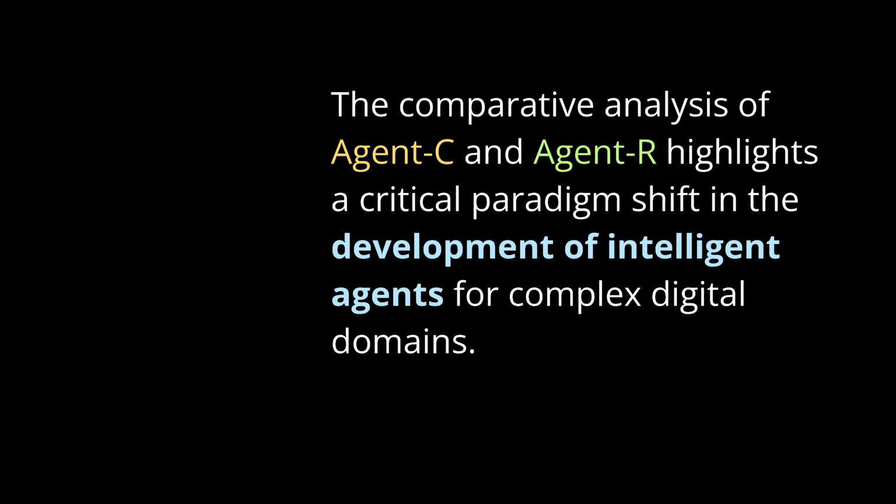A comparative analysis of Agent C and Agent R would be a little bit too much, highlighting here the shift in the development of intelligent AI agents for complex digital domains. If you have only a very simple task, don't care about this video. Go with a standard agent implementation. If you just have 2 classes and you have a classification task for your agent, don't continue. This video is for more complex, deeper reasoning digital domains and tasks.